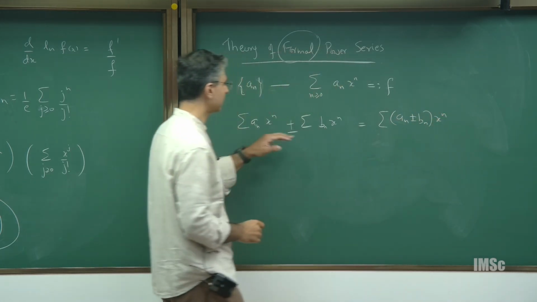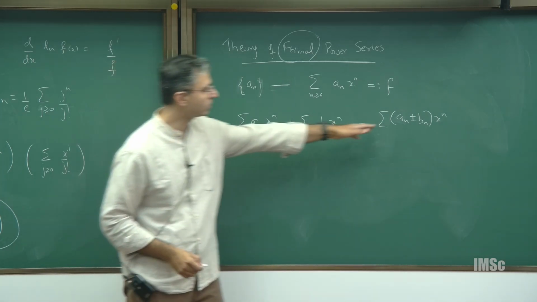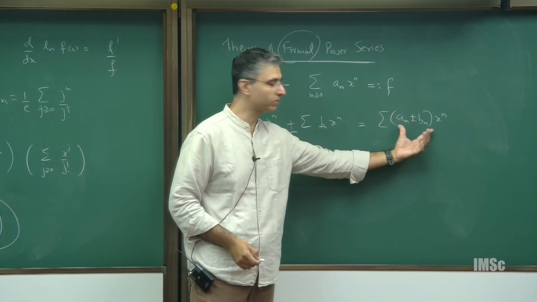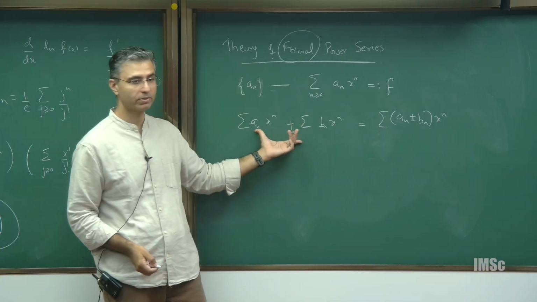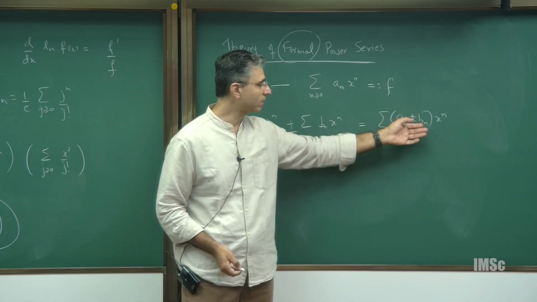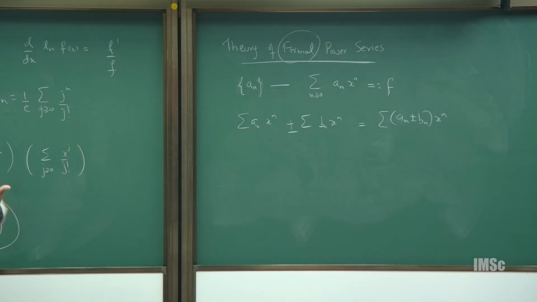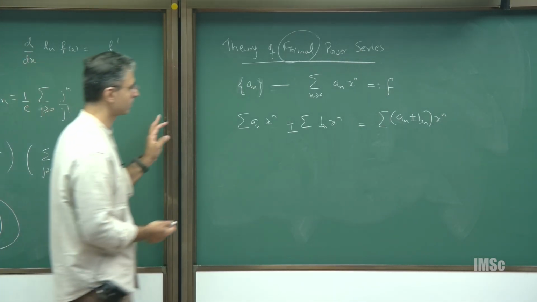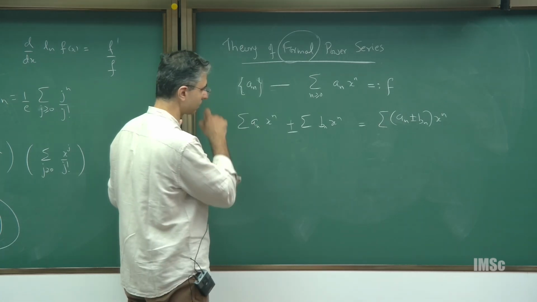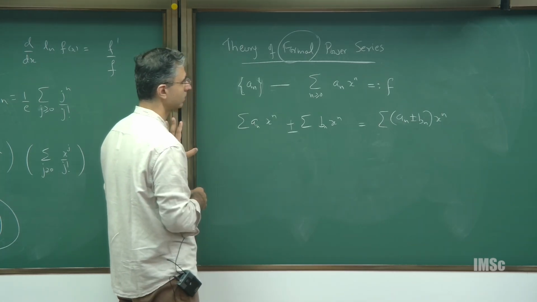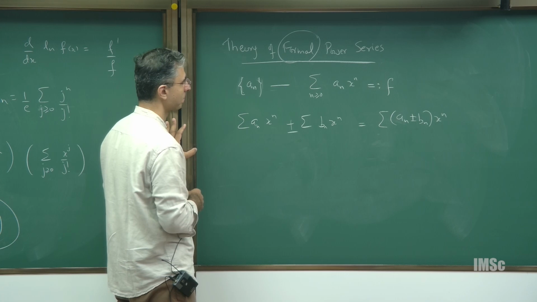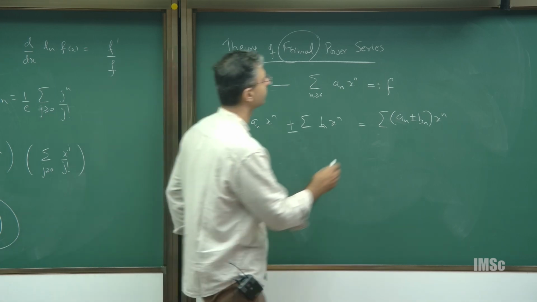Right? The formal power series for the sum is the sum of the formal power series, right? Formal power series of the sum is the sum of the formal power series. Formal power series of the difference is the difference of the formal power series, right? Okay.